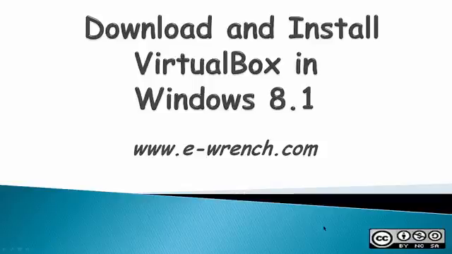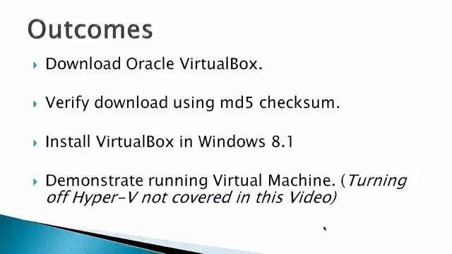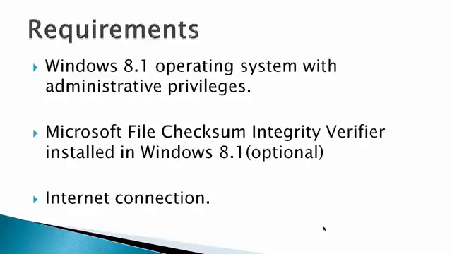Hello, this video is about how to download and install VirtualBox in Windows 8.1. The outcomes for this video would be to download Oracle VirtualBox, verify the download using an MD5 checksum, install VirtualBox in Windows 8.1, and then demonstrate a running virtual machine. Turning off Hyper-V is not covered in this video. Hyper-V and VirtualBox cannot be run at the same time on a Windows machine.